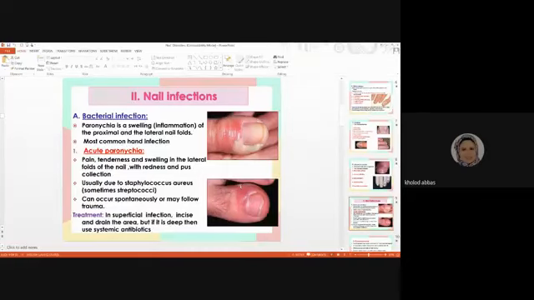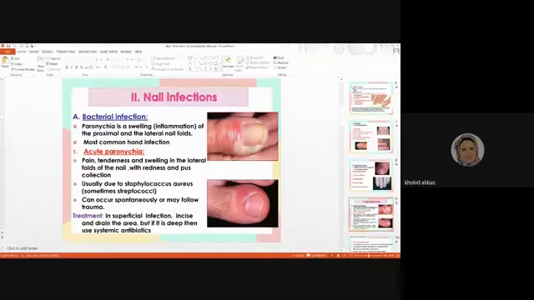Treatment: if it's very inflamed, there's superficial infection and inflammation, severe tenderness, and a huge amount of pus, we can make a small incision and drain the area. But if it is deep, we can use systemic antibiotics, anti-staph.